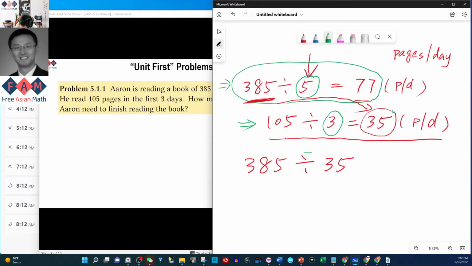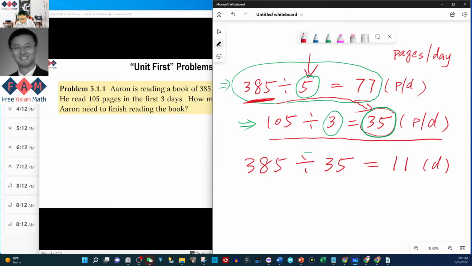And that is based on this number we computed, 35, which is pages per day. So the total number of pages, 385, divided by 35 pages per day, should give us the actual number of days that Aaron needs to read the book. And that is 11 days. So we write down 11 days.